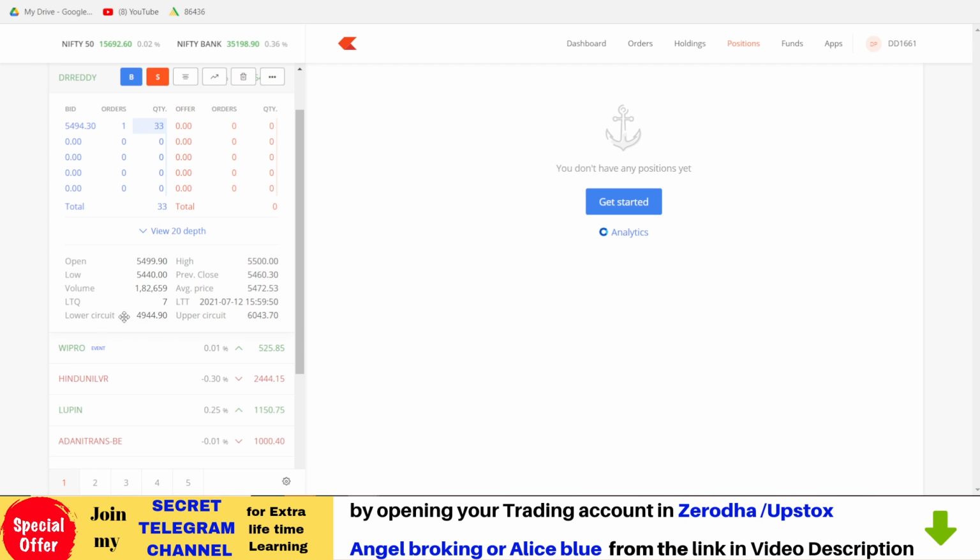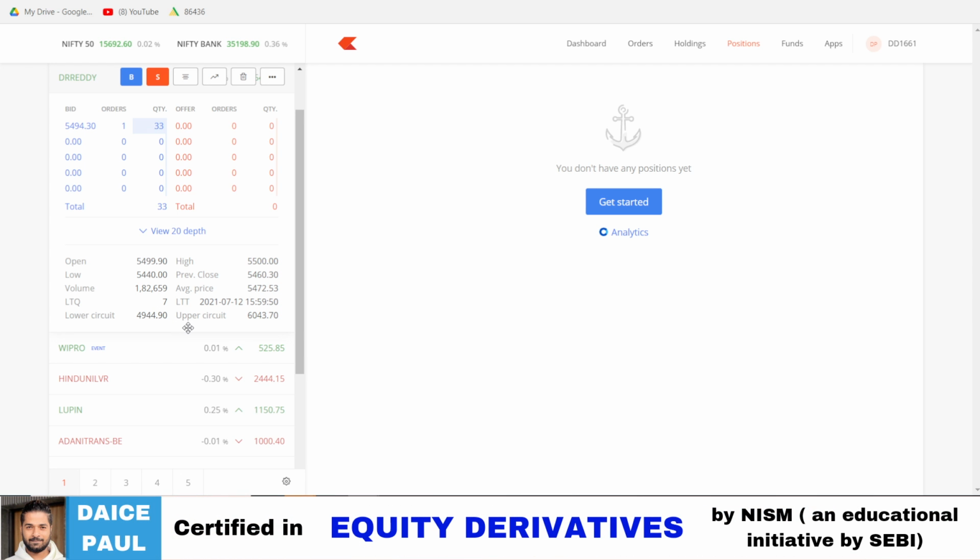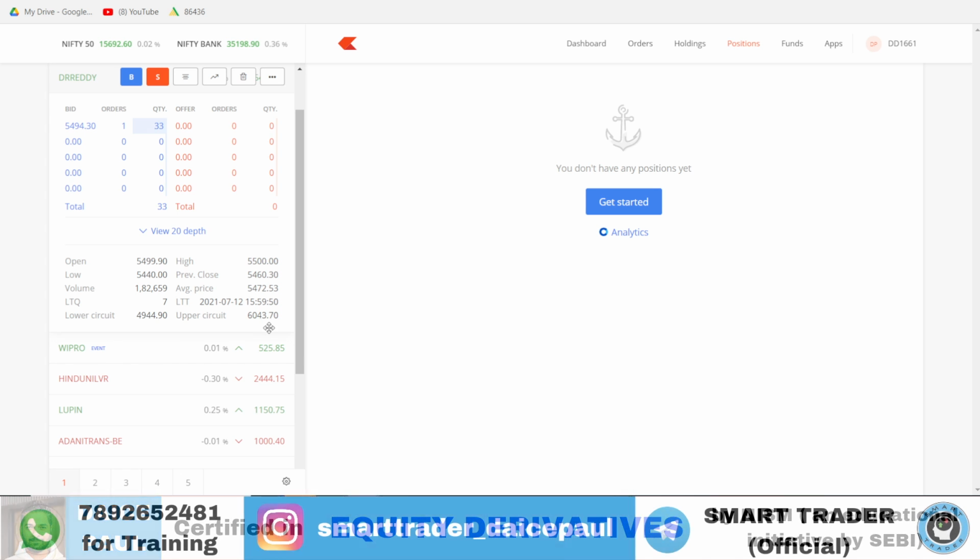Upper circuit, lower circuit. This is nothing but a dead end given to the stock. If the stock has a free fall, it will be saved till here. It will stop here. After this, you can't put an order to make it go further down. Same way, if it is going upside, this is the maximum. Let's say full buyers are there, no sellers. Stock is just going up. At 6043, it will get stuck because you cannot put more buy orders here, or nobody is there to take an order for you.